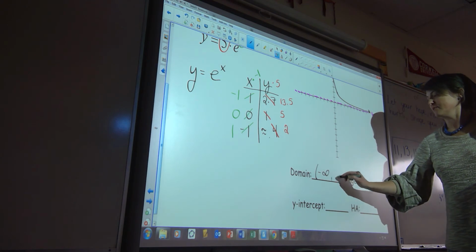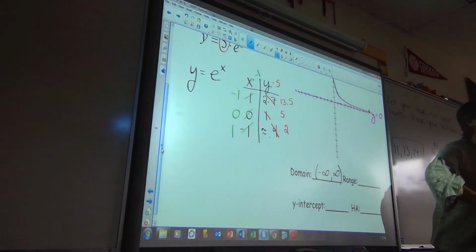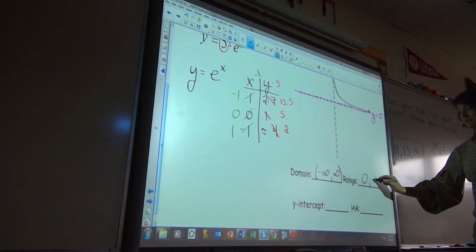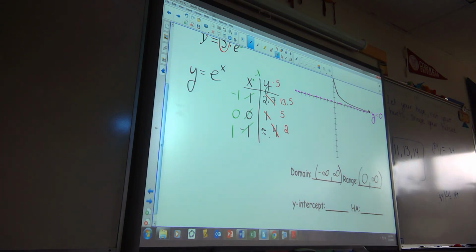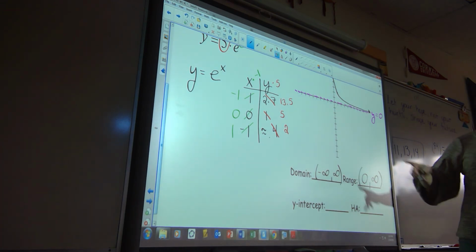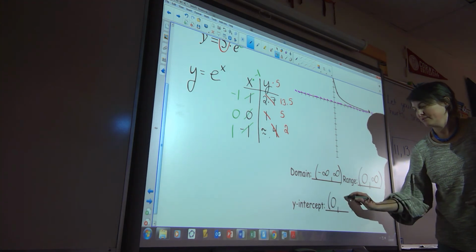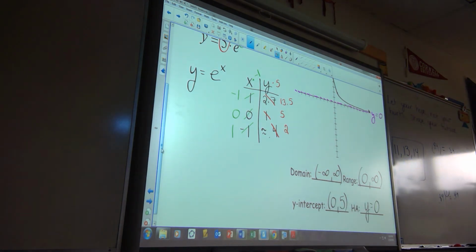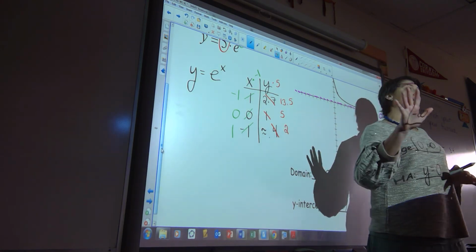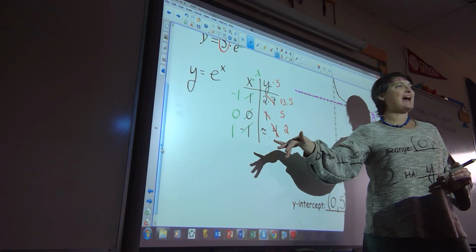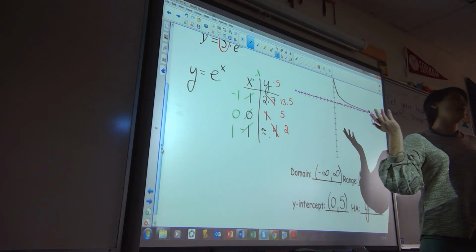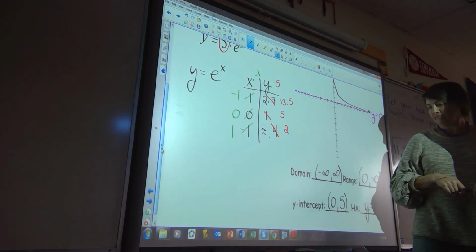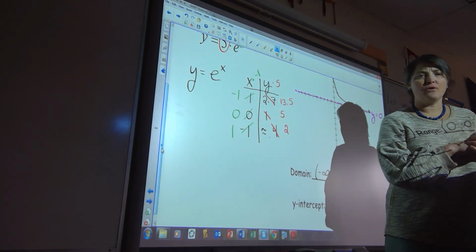Domain is infinity to infinity. Range in this case is everything above 0. Soft brackets on both, because you never equal the asymptote. Y-intercept is from our t-table, 0, 5. And the horizontal asymptote is at y equals k. And so that's it. As long as you leave this t-table on the side of your graph, I can grade that. I can look to see that you plotted them correctly, and you're going to be fine. All right? So that's it for today.